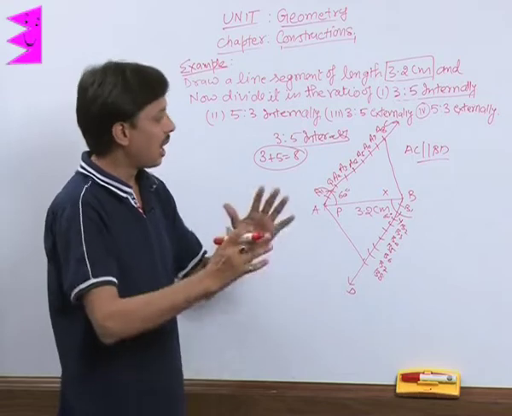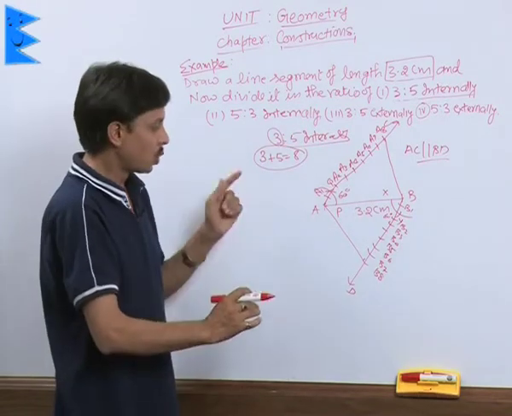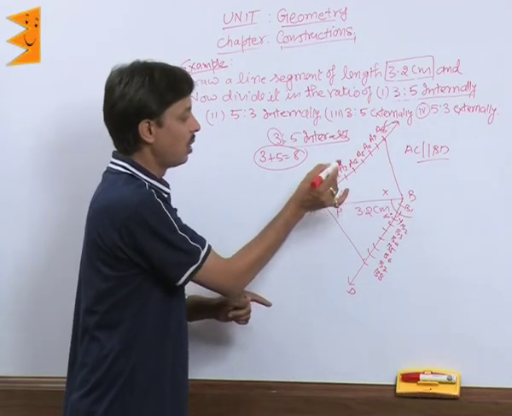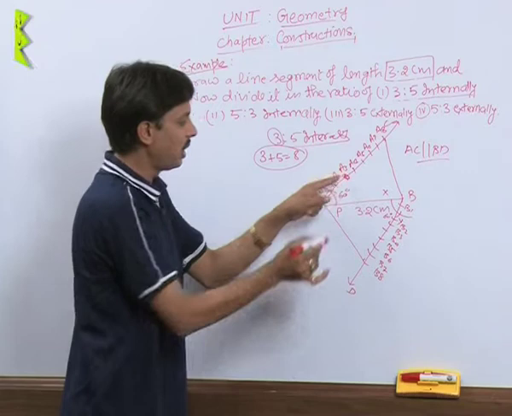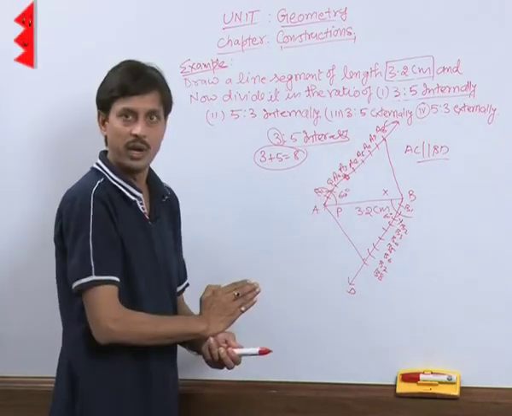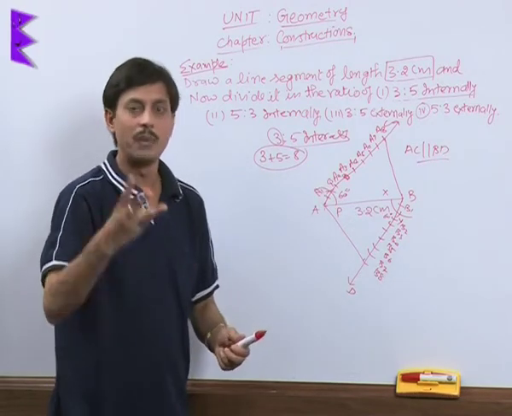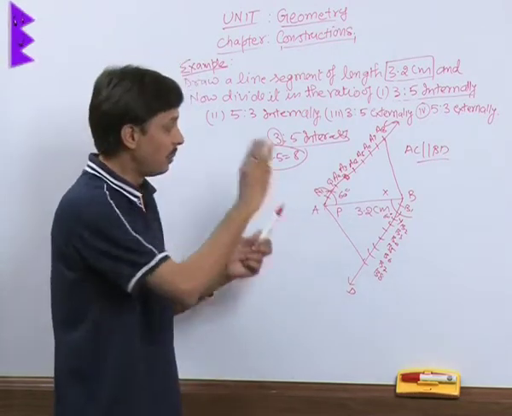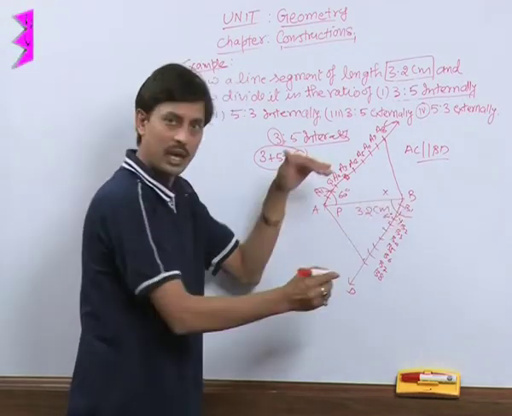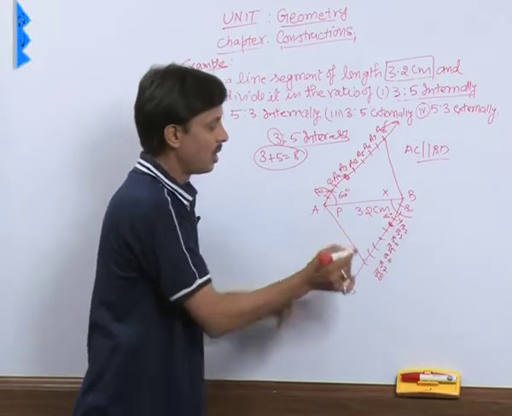After this, you have to see that 3 is the first number. So we will mark A1, A2, A3. We have taken A3 from the starting point, that is from the end point A. How many parts have we taken? We have taken 3 parts. Similarly, we have to take 3 parts from the other end point downward, B1, B2, B3.